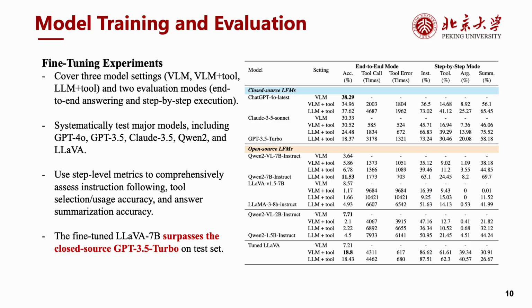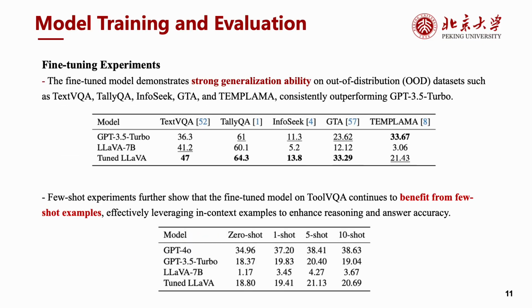We found that the fine-tuned LLaVA 7B model surpasses the closed-source GPT-3.5 Turbo model on the test set. We further found that the fine-tuned model demonstrates strong generalization ability on out-of-distribution datasets such as TextVQA, TeleQA, InfoSeek, GTA, and TempLemma, consistently outperforming GPT-3.5 Turbo. And few-shot experiments further show that the model fine-tuned on ToolVQA continues to benefit from few-shot examples, effectively leveraging in-context learning to enhance reasoning and answer accuracy.